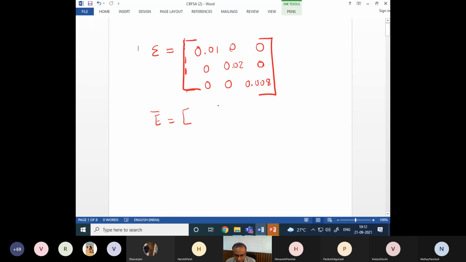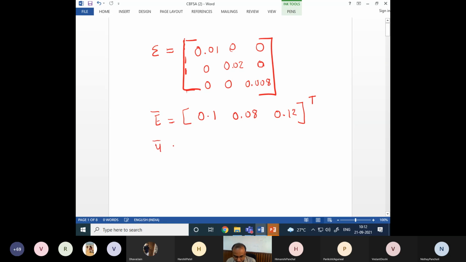This is 0.1, then 0.08. If anything is in percentage, you have to convert it into a fraction. But here I have given both values for your convenience, so you will not make any mistakes. Still you are making mistakes. So this is my expected return vector.